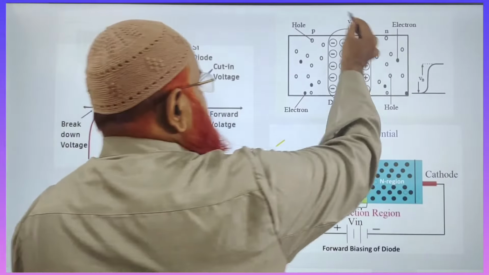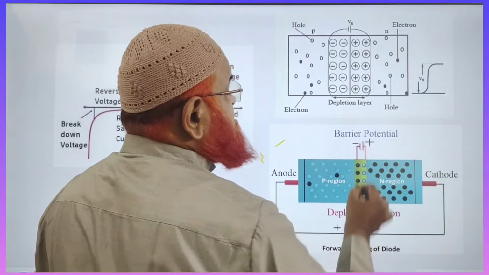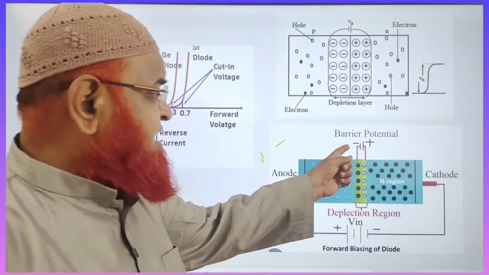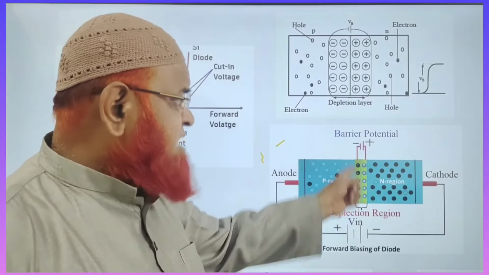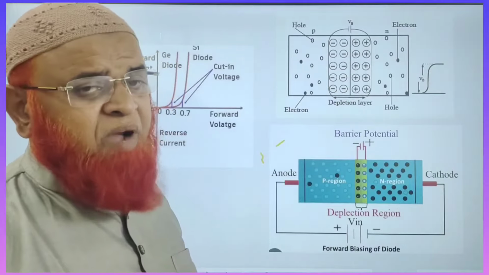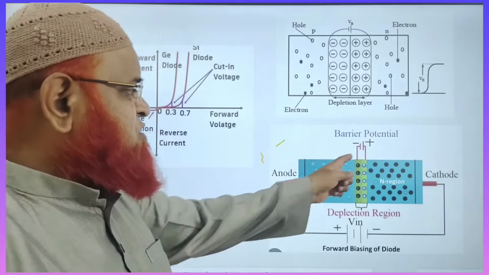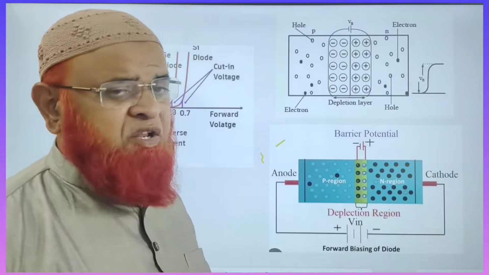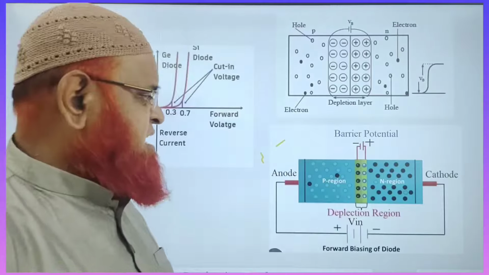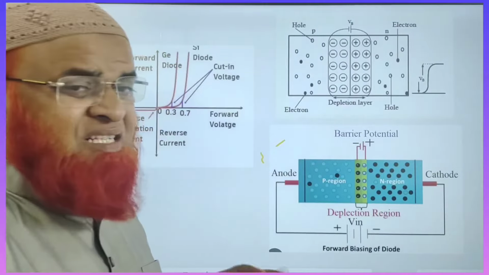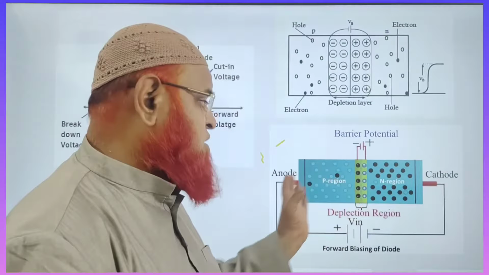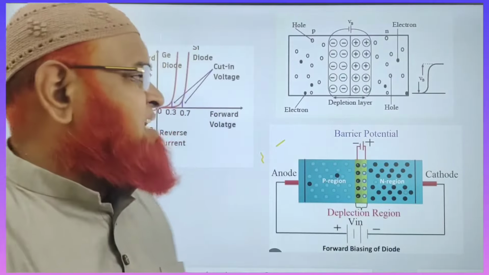These positive ions are acting like the positive terminal of a battery, and these negative ions are acting like the negative terminal of a battery. Hence it is called a potential barrier or barrier potential. This barrier potential does not allow further movement of electrons and holes. What is the reason behind that?